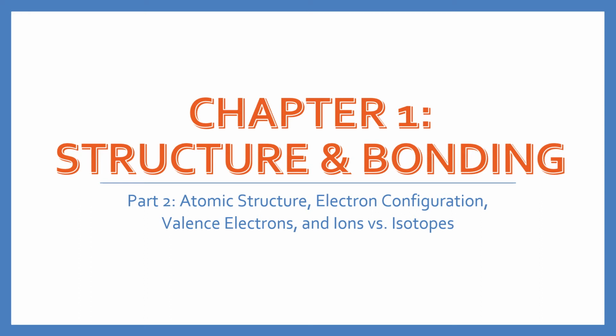This video is Chapter 1, Part 2, where we will discuss atomic structure, electron configuration, valence electrons, and ions versus isotopes. So let's start with atomic structure. This is one of the very first things that you learn about when you start taking a general chemistry course. So this should be largely review.